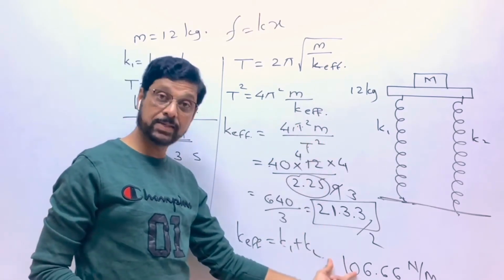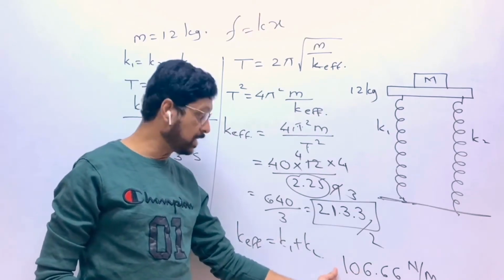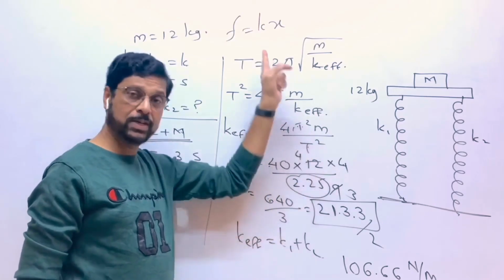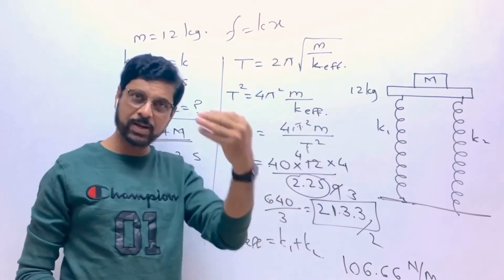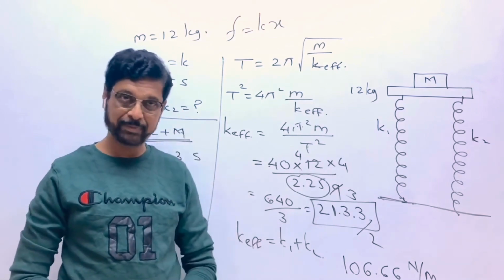106.66 Newton per meter is the approximate force constant, because in place of pi square we have taken an approximate value. So your answer is approximate. The actual answer will be near this, slightly less than this, because we have increased the value of pi square. So this will be a little less than 106. That is your first answer.